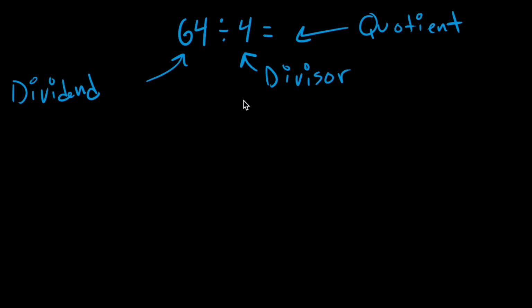And to solve this, you need to turn this into a long division problem. So let me go ahead and write the long division symbol. Your dividend will go inside the long division symbol, so 64 will go inside. Your divisor goes outside. And there you go, you have your long division set up to solve.